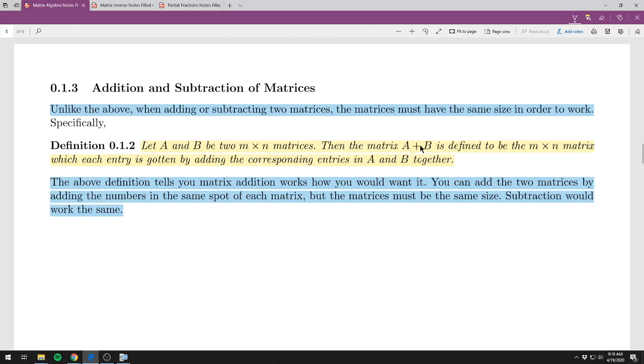Then the matrix A plus B is defined to be the M by N matrix in which each entry is gotten by adding the corresponding entries in A and B together. Meaning row 1, column 1, you add those two together. Row 2, column 1, you add those two together. So the above definition tells you matrix addition works how you would want it. And subtraction would work the same way. There's not really a separate rule for subtracting because subtraction is just addition after you multiply B by negative 1.